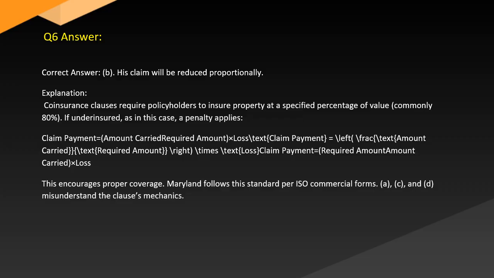Claim payment equals (amount carried ÷ required amount) × loss. This encourages proper coverage. Maryland follows this standard per ISO commercial forms. A, C, and D misunderstand the clause's mechanics.